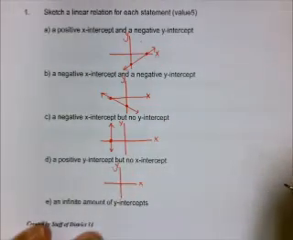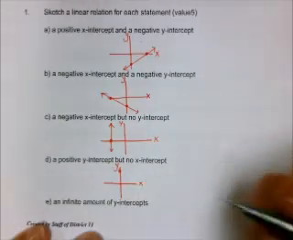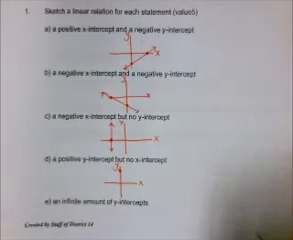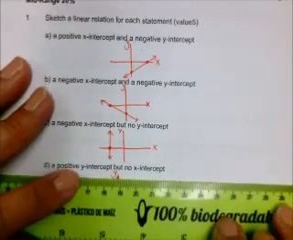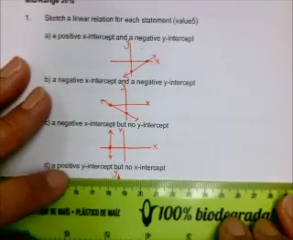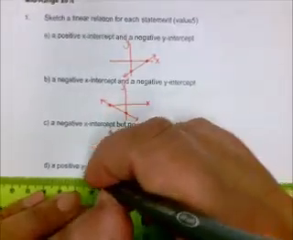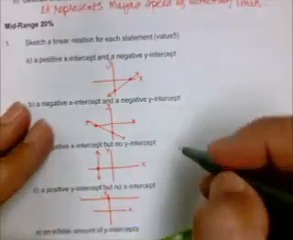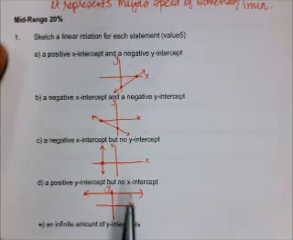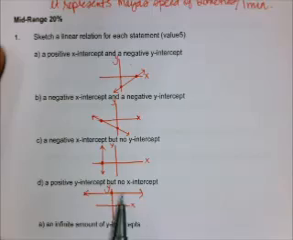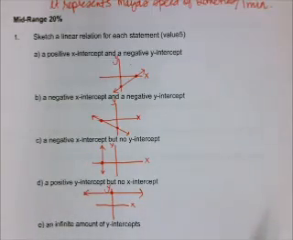Letter D, a positive y-intercept there, and no x-intercept. Well, what kind of a line are we talking about now? This is going to be a horizontal, zero slope. So I've got to make sure that I've got this kind of running parallel with the x-axis. Okay, and there you have no x-intercept ever. It would never cross it, but it has a positive y-intercept, so it is a zero slope.